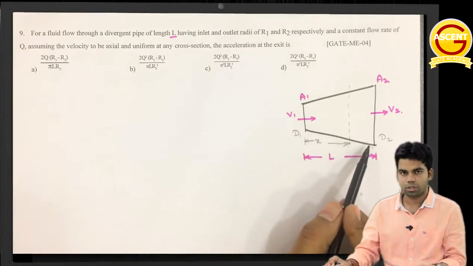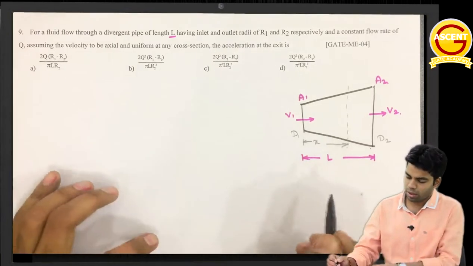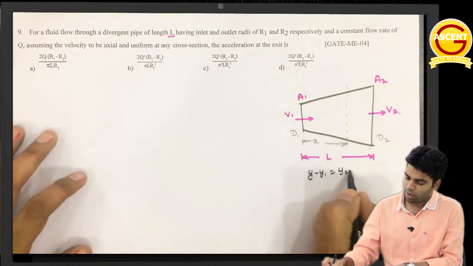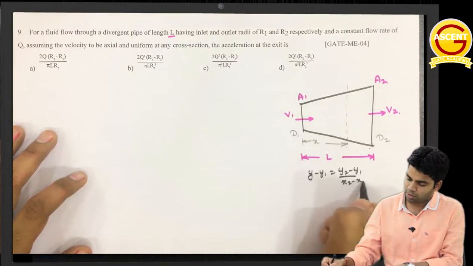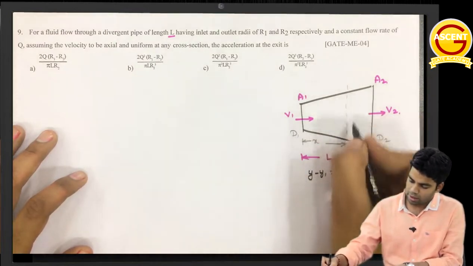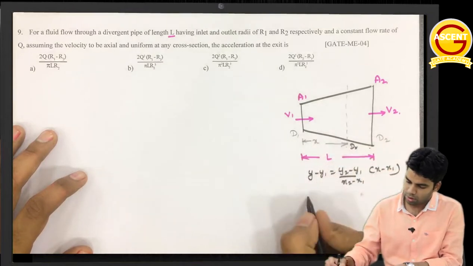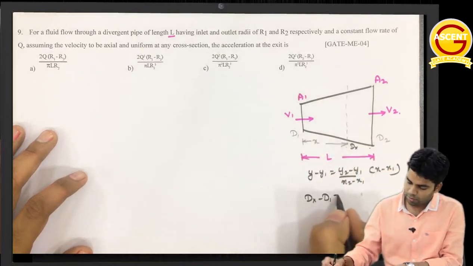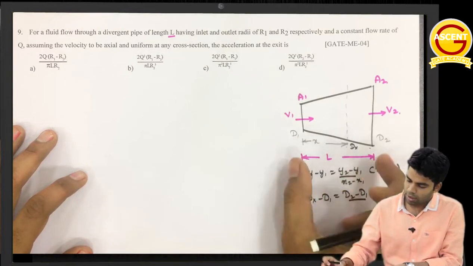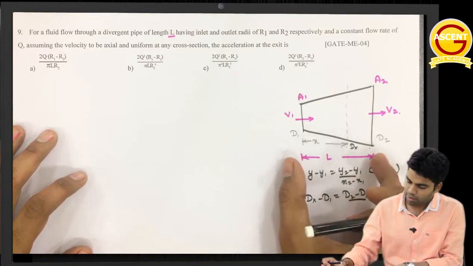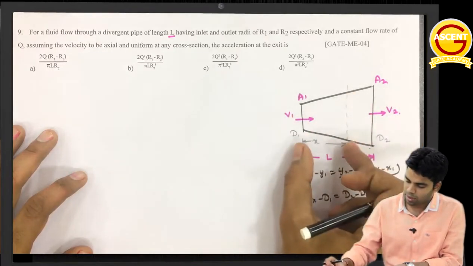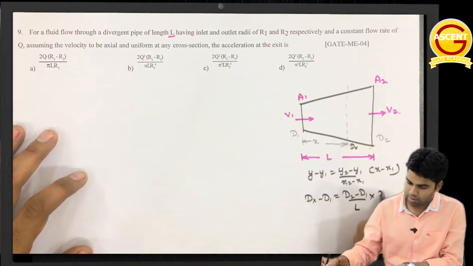This is a linear variation. So you can put the straight line equation, which is y minus y1 is equal to (y2 minus y1) upon (x2 minus x1) into (x minus x1), as we know. Or you can say diameter here is suppose dx, so this will be dx minus d1 is equal to (d2 minus d1) upon (x2 minus x1), which is nothing but L, into (x minus x1), that means the distance between these two, which is nothing but x.